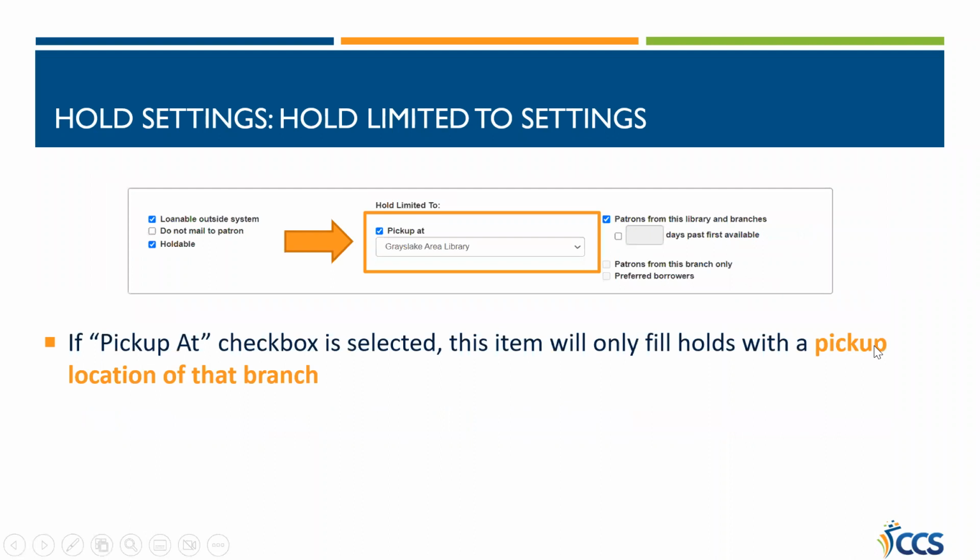And then finally, another limit option you may encounter is this pickup at checkbox. This setting limits where the item can be picked up. So if this checkbox is not selected, the item can travel for a hold to any library. If this checkbox is selected, the item is only eligible to fill holds with a pickup location of the branch that's listed. So in this screenshot here, the item will only fill holds if the pickup location is at Grays Lake.